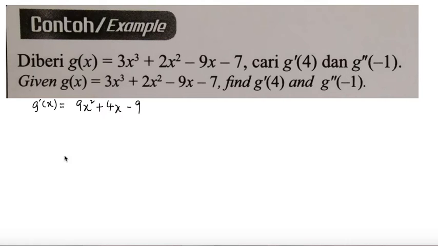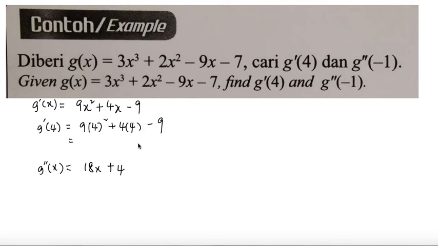Now the second one, g double prime. G double prime means differentiate a second time. I write like this, vertically, easier to differentiate. 9 to 18x plus 4. So now first find the first derivative when x equals to 4. We are using the g prime function, and we substitute the 4 inside. You take your calculator, you get the answer.